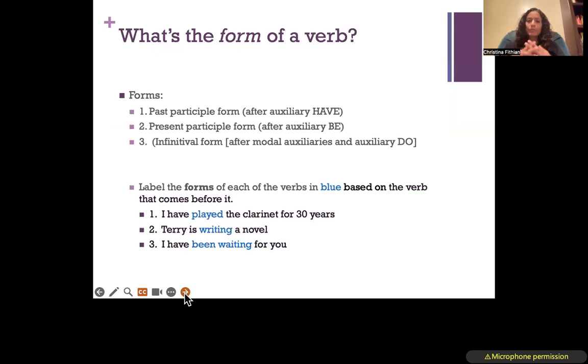So there will be another form that we're going to see. So far, we've seen past participle form after auxiliary have, present participle form after auxiliary be. We're going to see another form after modal auxiliaries and auxiliary do, which is called infinitival form. But we're going to get to that more next week. For now, just take a minute and pause the video. I want you to label the forms of each of the verbs that you see in number 1, 2, and 3 down here that are in blue. Now, look at the verb that comes before it to determine what form each of these verbs is in. So pause the video at this time and figure that out.